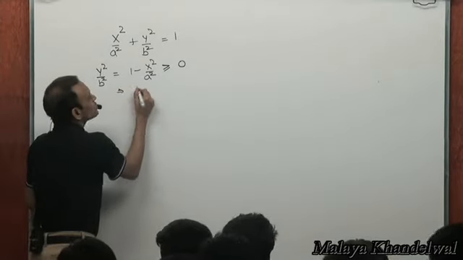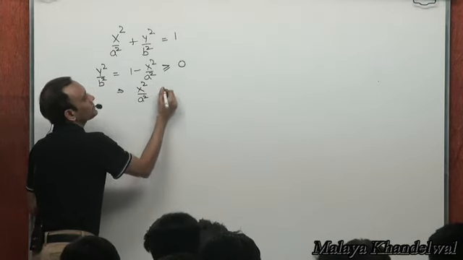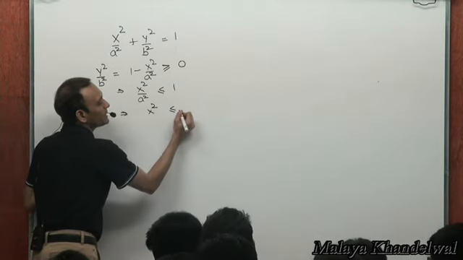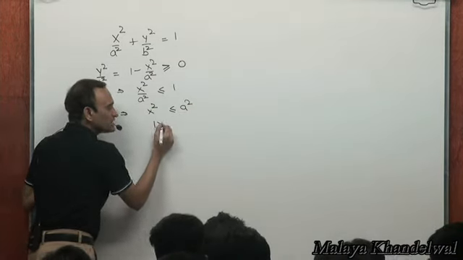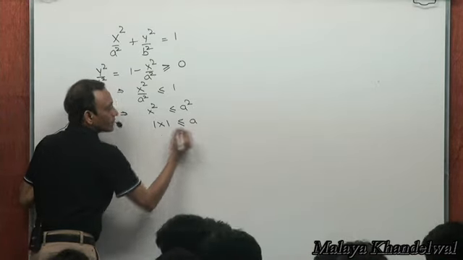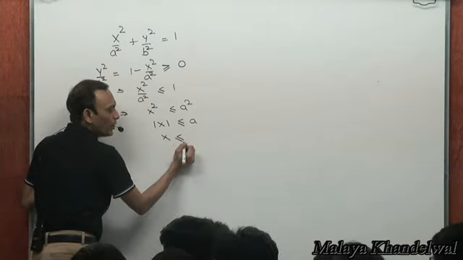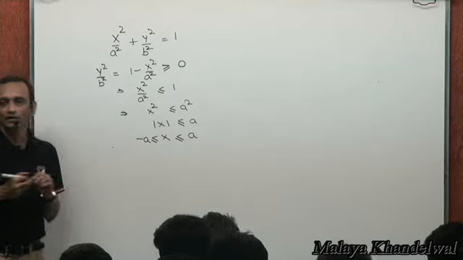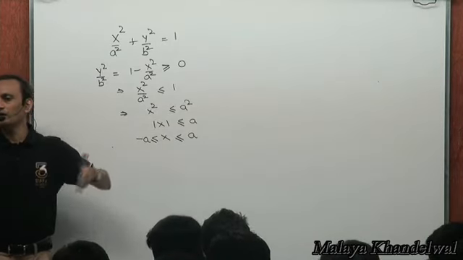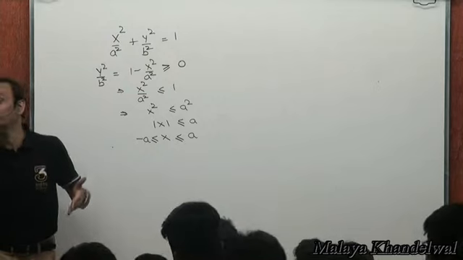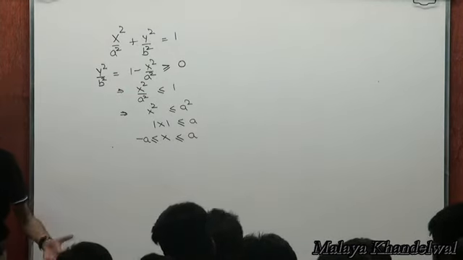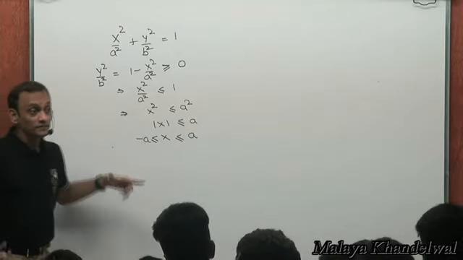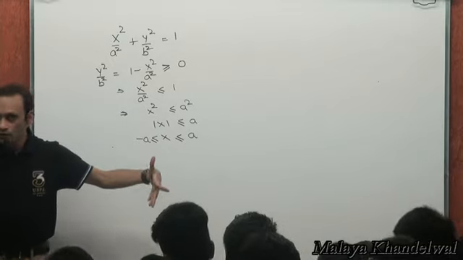That means x squared by a squared, for all x, y on the ellipse, must be less than or equal to 1. Or for all x, y on the ellipse, x squared must be less than or equal to a squared. Or that means mod x must be less than or equal to a. That means for any point x, y on the ellipse, x must be less than or equal to a, greater than or equal to minus a. That means the limits of the ellipse are x equal to minus a to plus a. As we had witnessed earlier, this is only in support of what we saw and understood earlier, right? So the ellipse must lie between minus a to plus a. These are the horizontal limits of the ellipse, right?